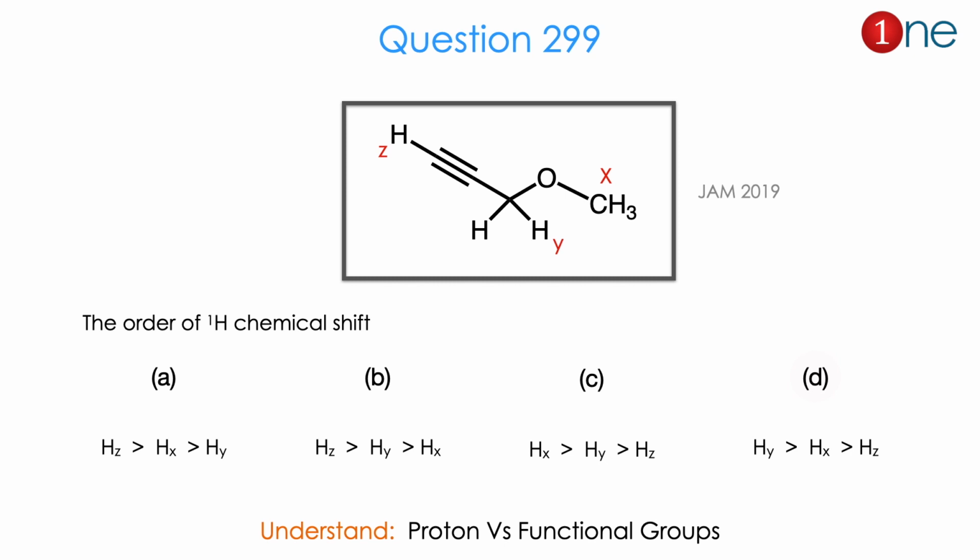So from the structure with different protons and the order of chemical shift, you might realize the question is really about proton shielding and deshielding versus functional groups. The answer is D. Let us see how.